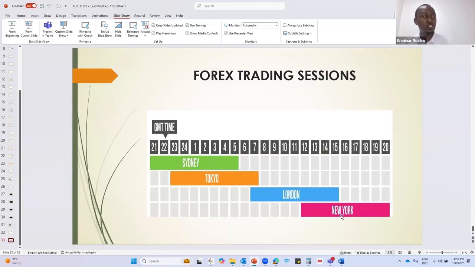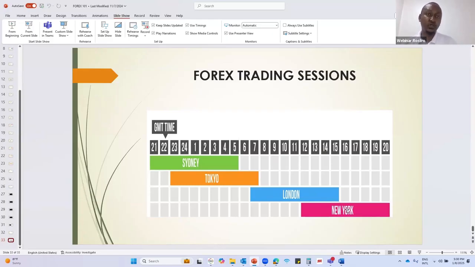And then we have the New York session, whereby now we have the king there, the dollar. You know, New York is the capital city of the US. So here you can trade pairs that are paired with the dollar. We said that those pairs are called the major currency pairs. And also you can trade the Canadian dollar, because Canada is just a neighbor of America.